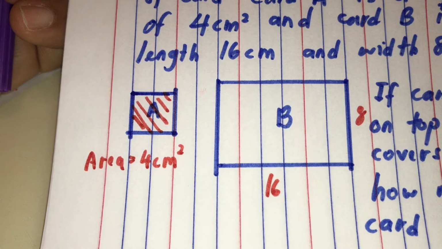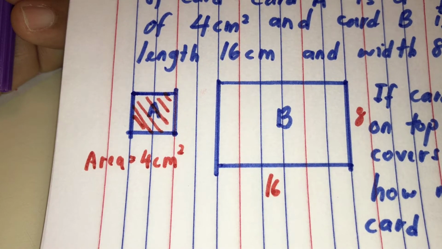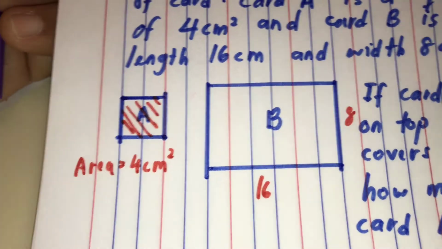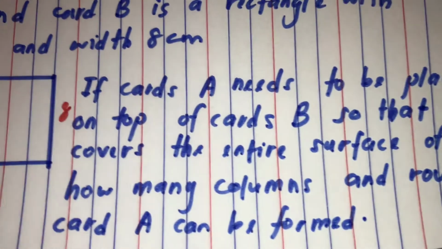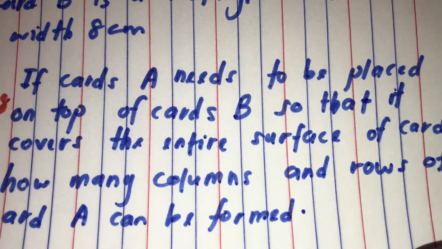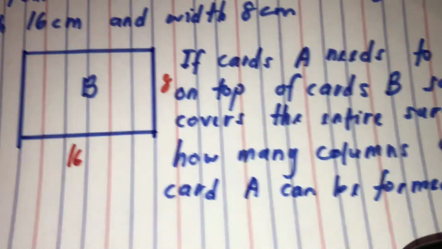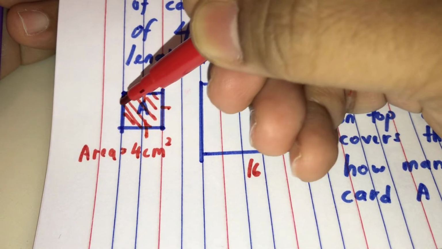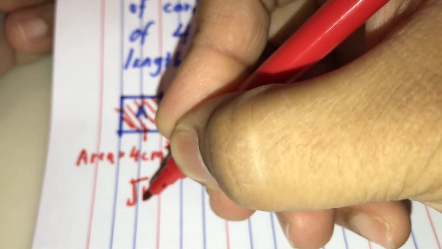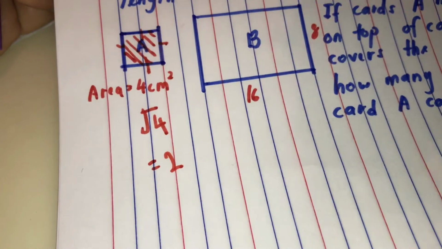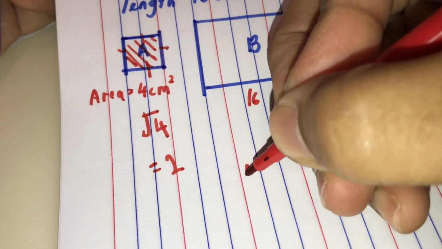Okay, so the card B is given the length 16 cm and the width 8 cm. If the card A needs to be placed on top of card B so that it covers the entire surface of card B, how many columns and rows of card A can be formed? So you have to find the length of the card A, which you don't know. So you can take the square root of 4 to find the length of the card A. Square root of 4 equals 2. Okay, here 2. So you can write the working.